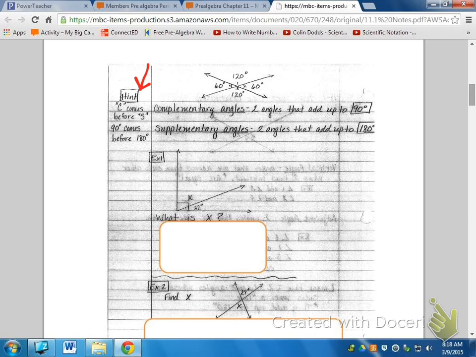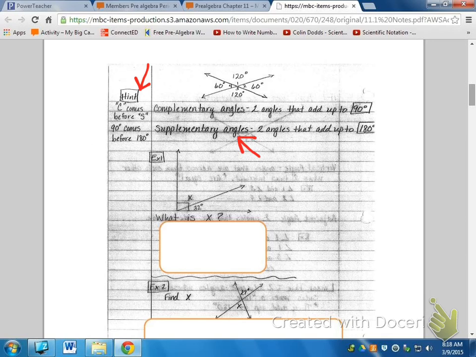And my hint is C comes before S in the alphabet, and 90 comes before 180. So the smaller letter, let's say, is the smaller amount. So complementary angles are 90. Supplementary angles are 180. Now, one thing we can get out of that, what kind of angles have we already seen today that we could call supplementary?